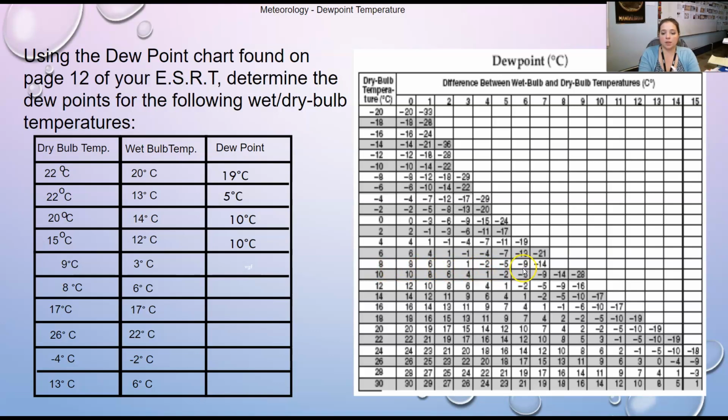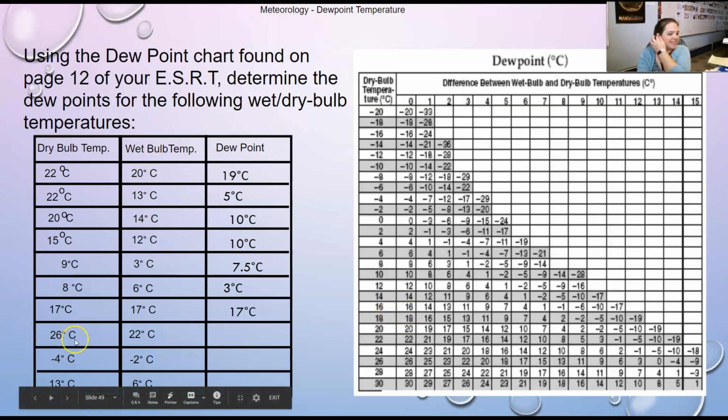What is the difference between 5 and 9? 6. I believe it's supposed to be 7. I might be incorrect on this one, but I think 7 is supposed to be the answer, and for some reason I put 7.5. Pretty sure it's 7. 8 and 6, a difference of 2. 0, 1, 2, 3. 17 and 17, let's see. 17 is in between 16 and 18. Go over here, it is 17 degrees.